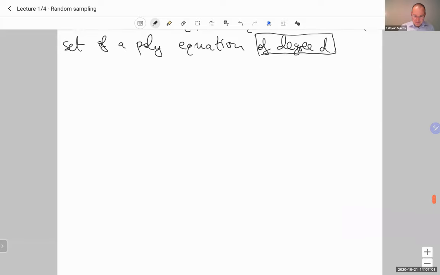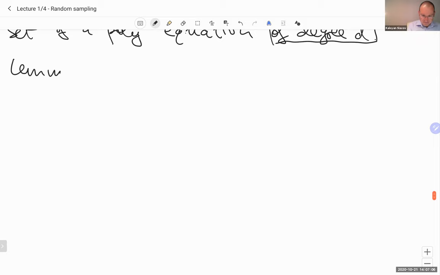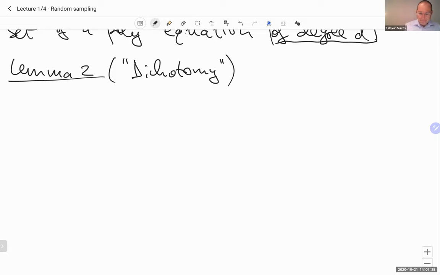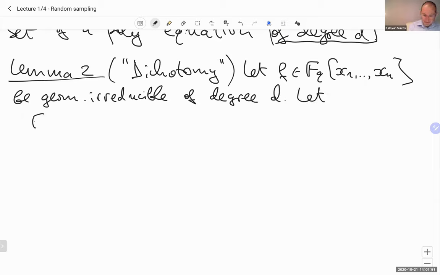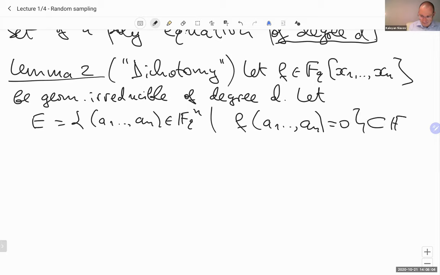Now, lemma two. Let's go to lemma two. There will be only lemmas one and two. That's where we have the algebraic geometry. Let's call this the dichotomy lemma. Dichotomy lemma. Let f in F_q[x1, ..., xn] be geometrically irreducible of degree D. Let E be the solution set, the points (a1, ..., an) in F_q^n so that f(a1, ..., an) is zero.